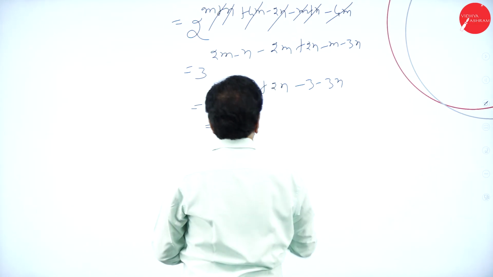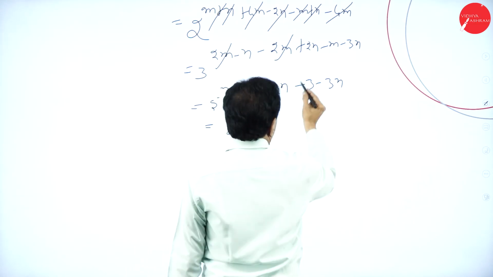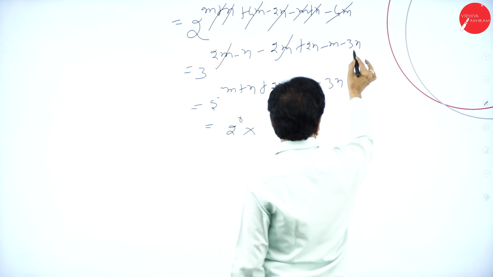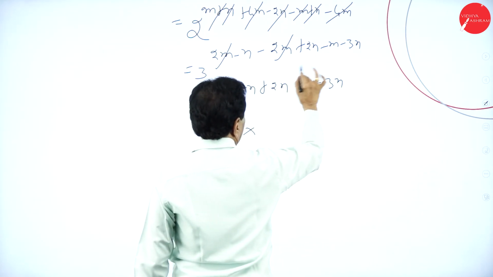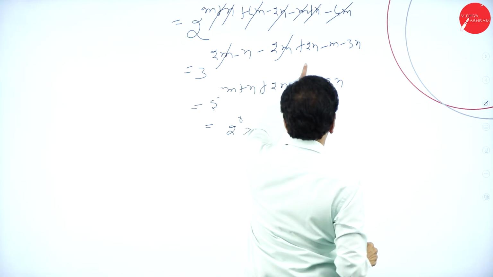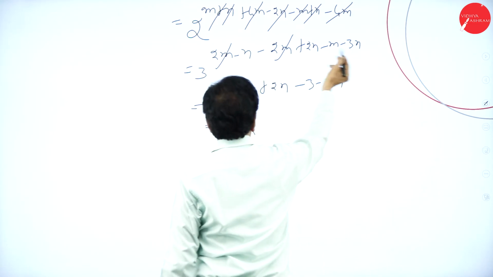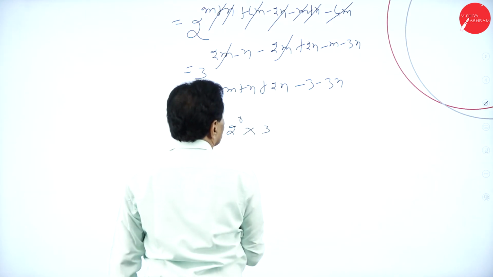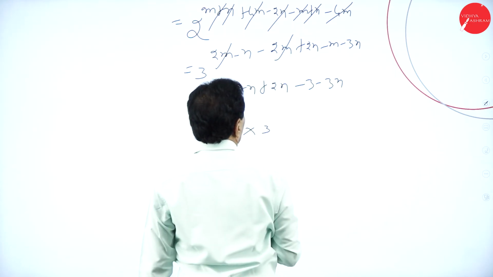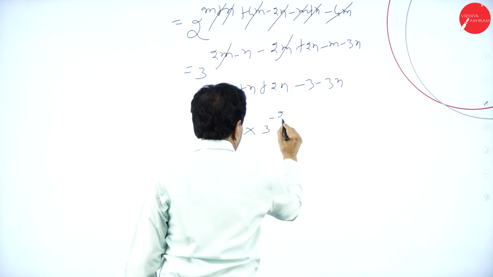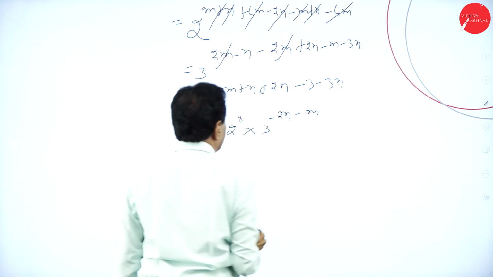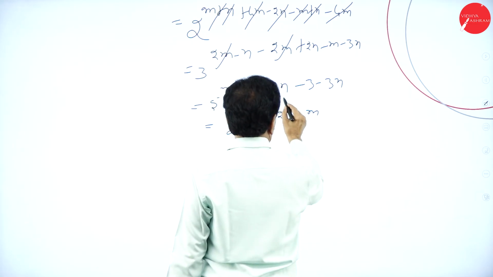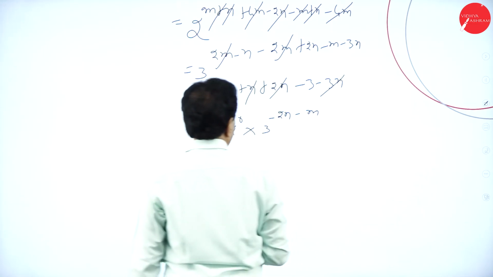Come back to 3, 2m cancelled out. This is 2n minus n. This is 3n. 2n minus 3n is 4n. Here, how much left over? Minus 3n minus n minus 4n plus 2n is 3 to the power of minus 3n minus 4n plus 2n minus 2n minus m. Then regarding this, m is there, 2n cancelled out.